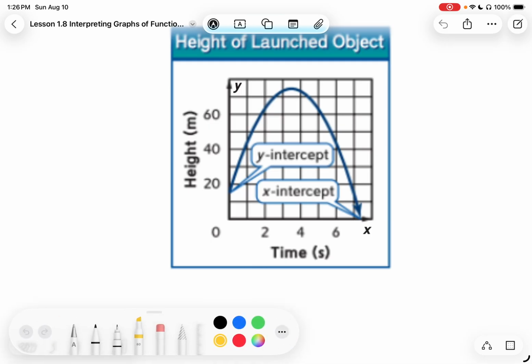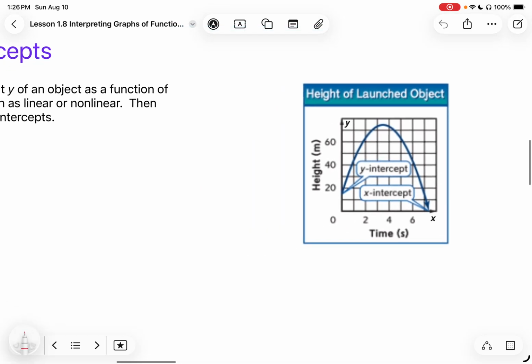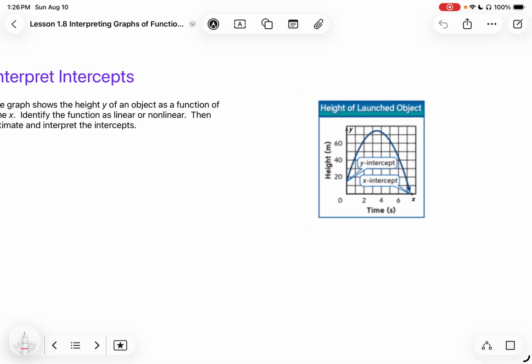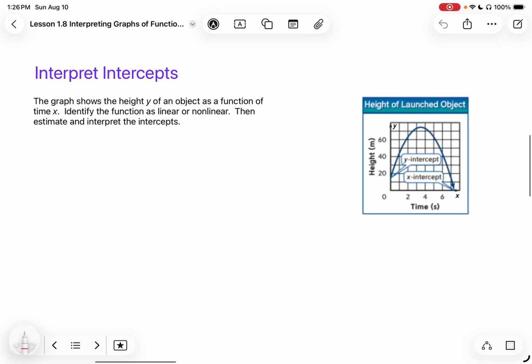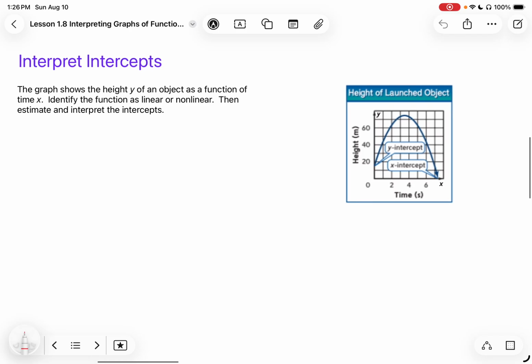What we want to do here is interpret the features of the graph. First, we want to identify whether the function is linear or nonlinear. Then after we do that, we want to estimate and interpret the intercepts. There are two that are labeled here: one is the y-intercept and one is the x-intercept. So first, let's identify the function as being linear or nonlinear.